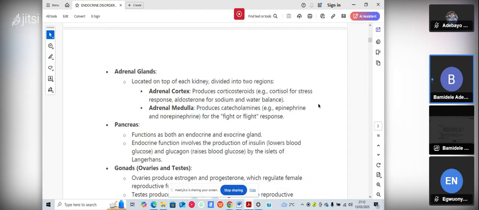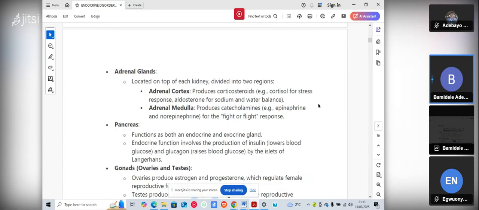And we have the adrenal medulla. I mentioned catecholamines earlier on. Catecholamines are mostly produced by the adrenal medulla, and they are epinephrine and norepinephrine. We have them for the fight or flight response. When you are scared, some people react in terms of flight, that means they run away, while some of us react in terms of fight. They are ready to face the problem. They are ready to fight.